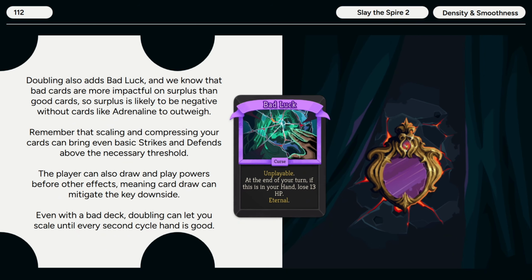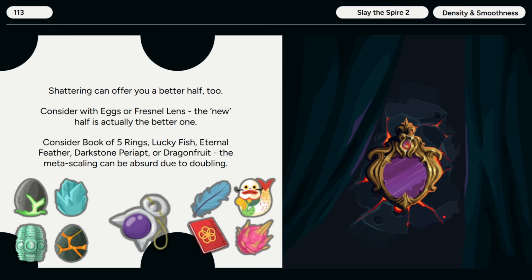But even with a bad deck, doubling can let you scale until every second cycle hand is a good hand, right? Like if you can get defense to be worth playing by doubling a footwork or doubling a prowess or doubling a bulk up, that means that your second deck cycle, every defense hand could be worth it. Shattering can even offer you the better half as well. There are more upsides here. Consider shattering the mirror with Egg or with Fresnel Lens. The new half is actually the better one.